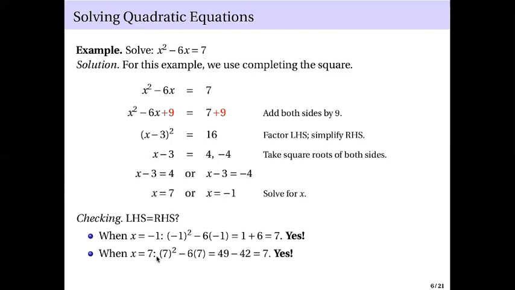Similarly, when x equals 7, you replace the x with 7, you will get 7 squared minus 6 times 7. This is 49 minus 42, okay? And that's equal to 7. Okay? Question. Okay?